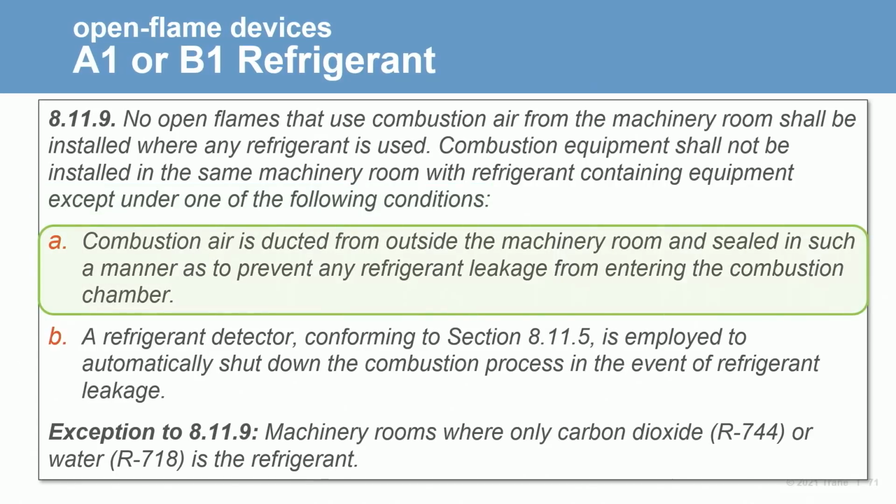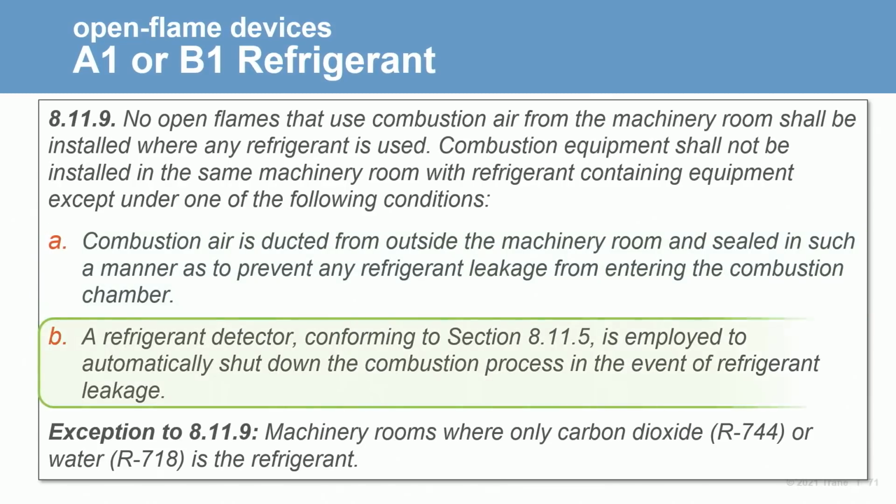The first allows combustion equipment, like a boiler or a furnace, to be installed in the machinery room as long as the combustion air is ducted from outside the room and sealed to prevent any leaked refrigerant from entering the combustion chamber. Or, if that's not possible, the second exception allows you to use the refrigerant detector to automatically shut down the combustion equipment if it ever detects a refrigerant leak.